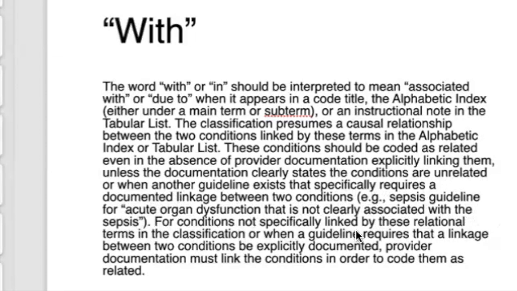For conditions not specifically linked by these relational terms in the classification, or when a guideline requires that a linkage between two conditions be explicitly documented, provider documentation must link the conditions in order to code them as related. Okay, so it's really a long narrative here, but let me try to simplify this rule, okay?